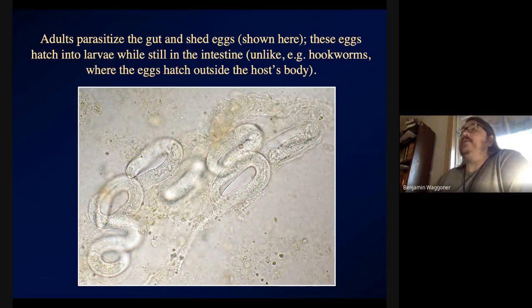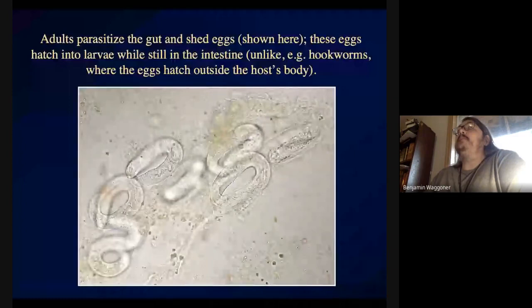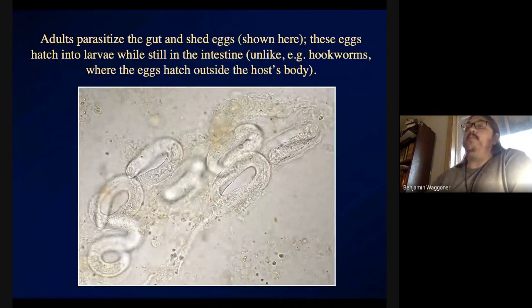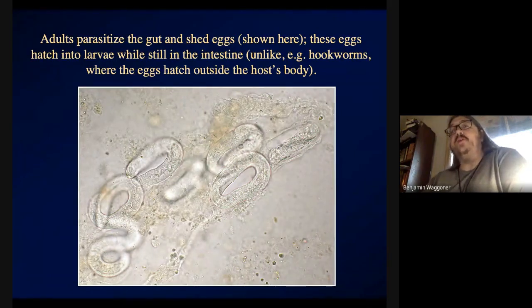Many parasites, the eggs have to hatch outside the host's body. That's true for hookworm. That's true for threadworm. That's true for whipworm. We saw that way back when we were talking about coccidian protists. Many parasites have propagules, eggs or cysts or whatnot, that need to mature outside the host body.